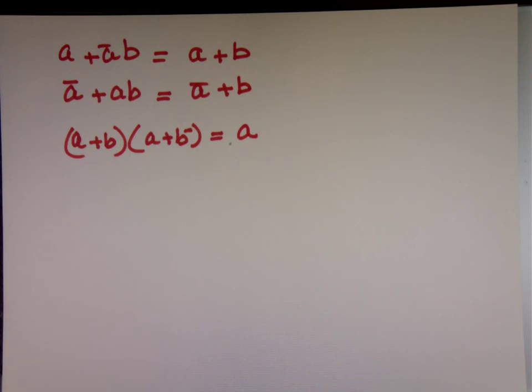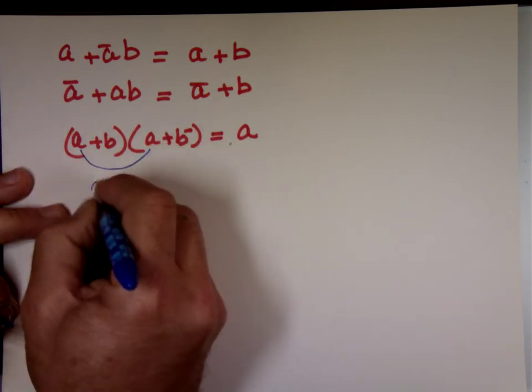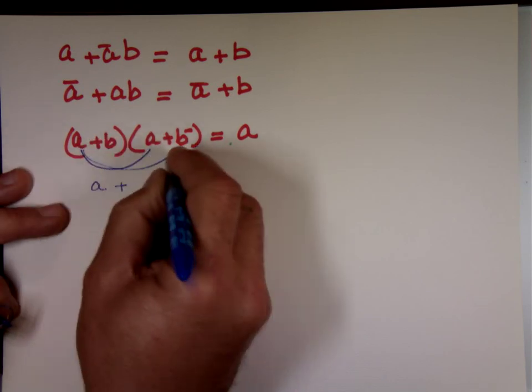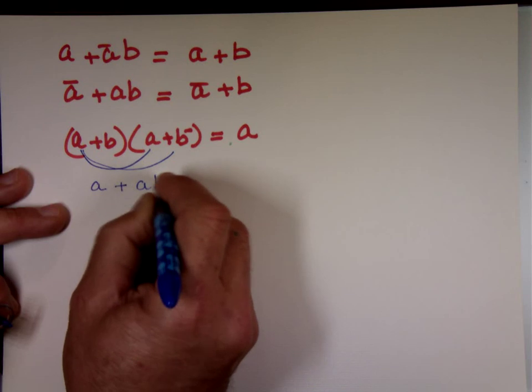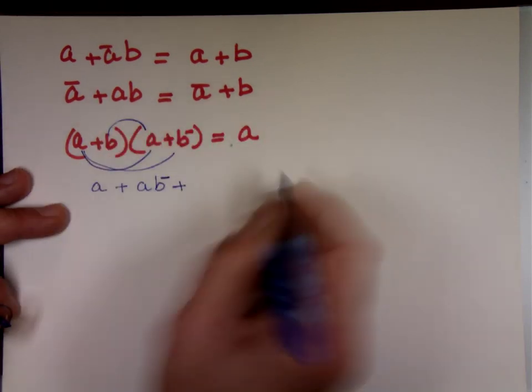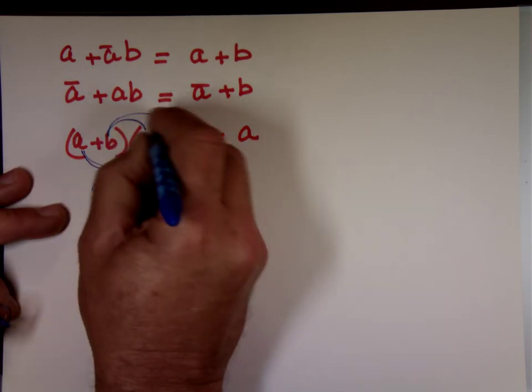If you FOIL these, that's what? A and A is A, plus, what do we have? A, B bar, plus, what about this one? A, B, plus B, B bar.